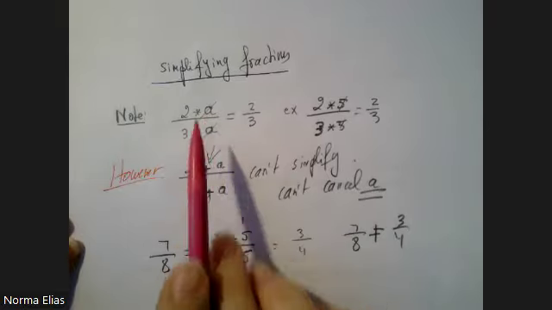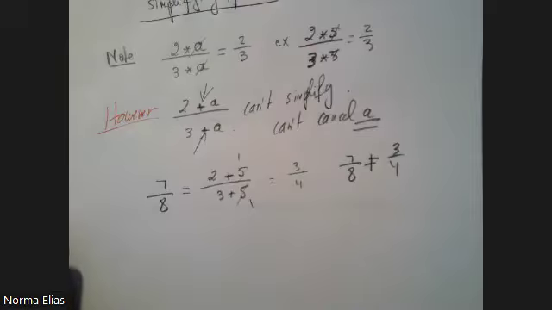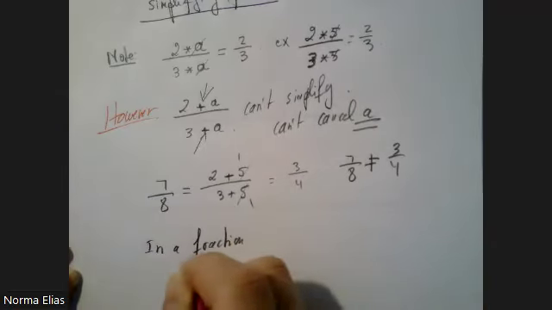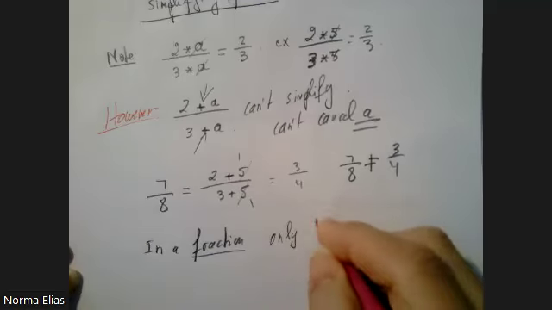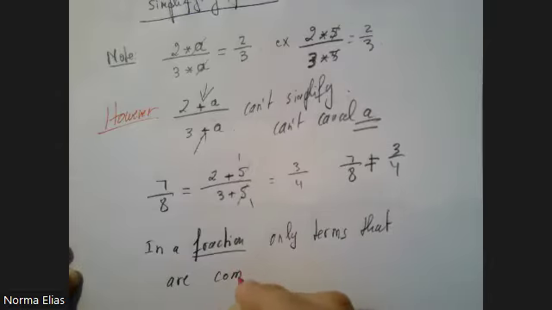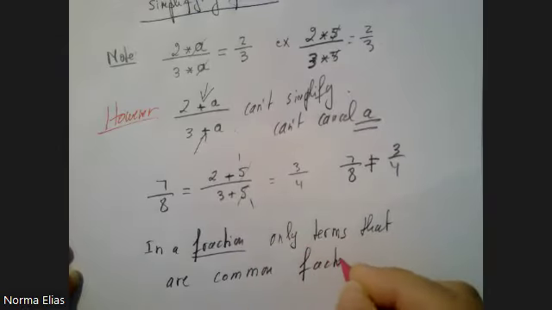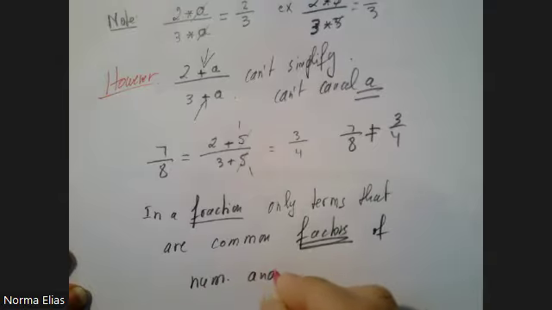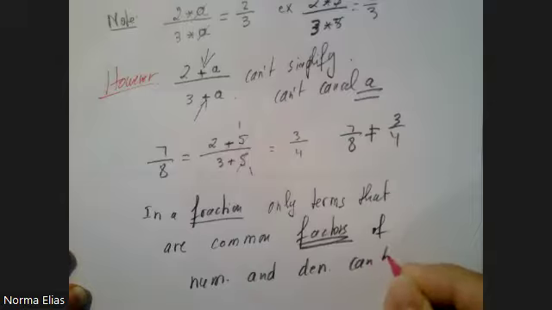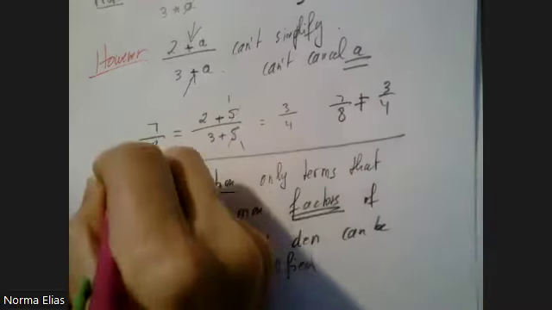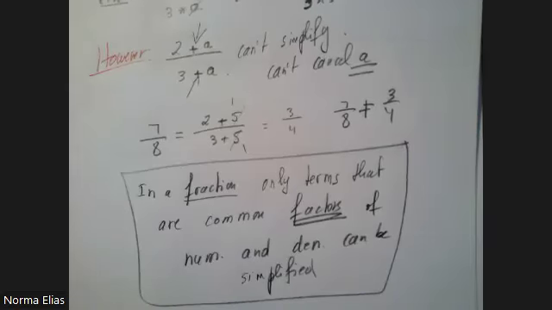The only time we can simplify is if I have multiplication. Okay, so let me write this down. In a fraction, that's crucial. Only terms that are common factors of numerator and denominator can be simplified. So in a fraction, only terms that are common factors, meaning they are multiplied, can be simplified.